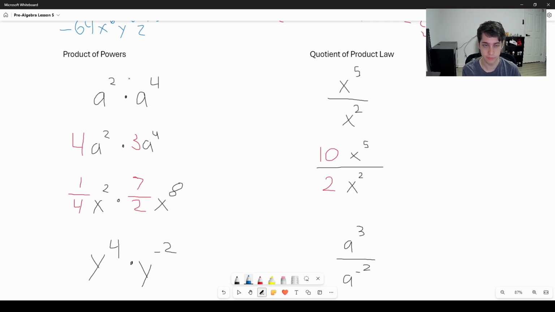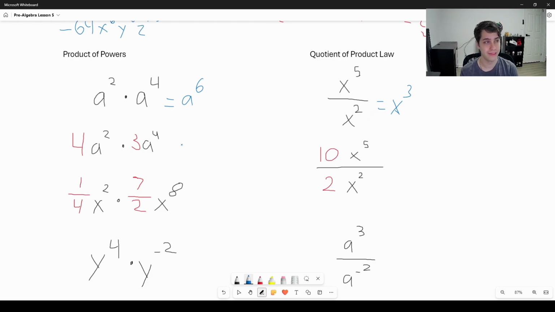So as a recap, product of powers is if we have 2 bases that are the same and they're multiplying together, we can add their exponents. Quotient of powers is the opposite. If we're dividing 2 bases that are the same, we can subtract their exponents. So 2 plus 4 is 6, 5 minus 2 is 3. Hopefully we remember that. If not, there you go.